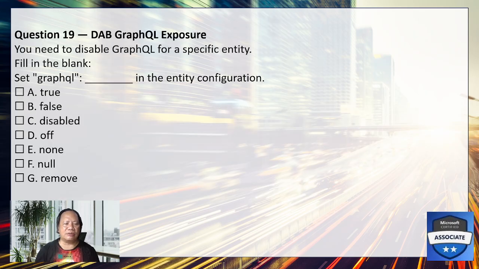Last two more questions. You need to disable GraphQL for a specific entity. Fill in the blank: set GraphQL in the entity configuration to A, true, B, false, C, disable, D, off, E, none, F, null, G, remove. And the correct answer, that's really a very easy question. The answer is false.